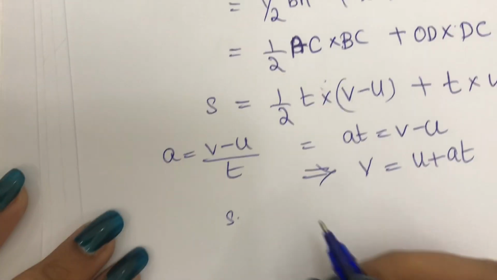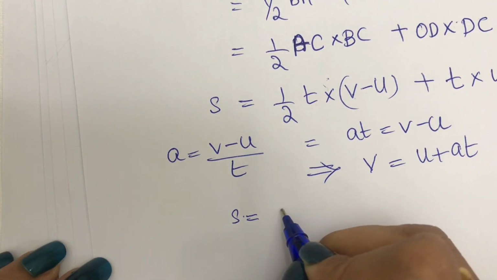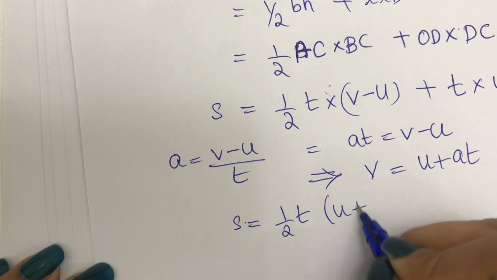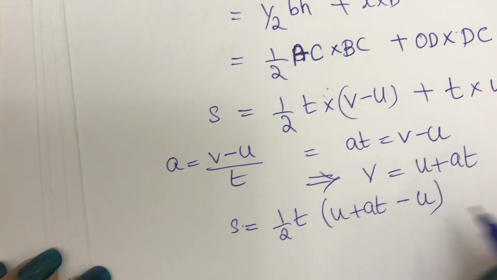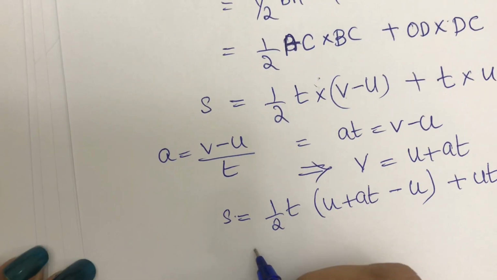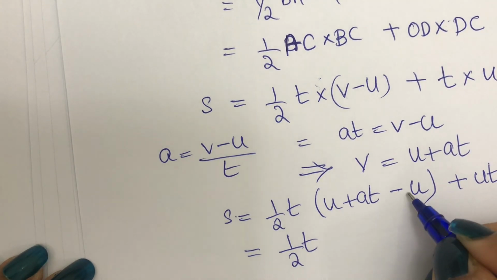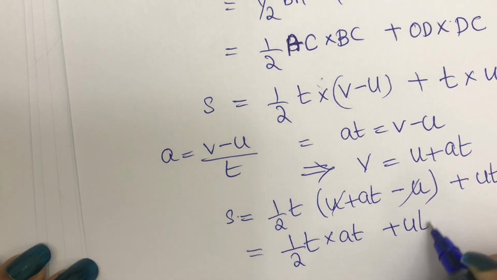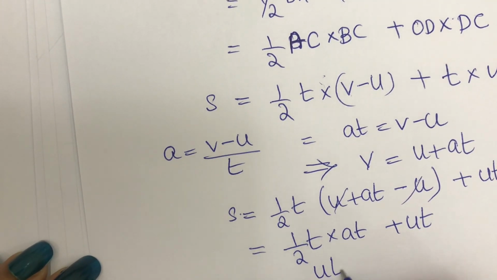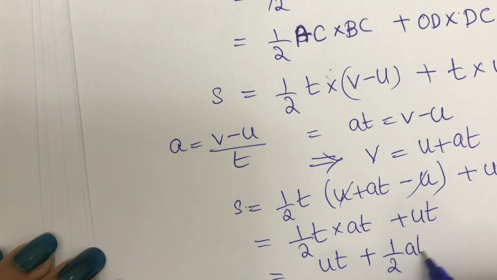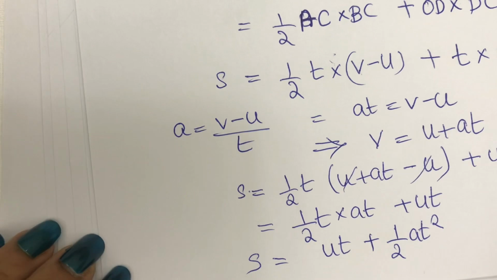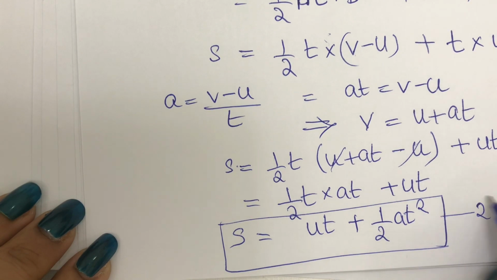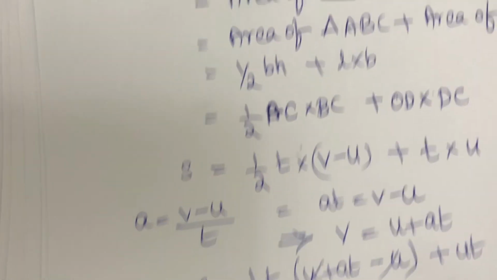So, S equal to half T into U plus AT minus U, plus UT. So it will be half T into, U and U will be cancelled, so it will be into AT, plus UT, which is equal to UT plus half AT square. So, S is equal to UT plus half AT square, which is our second equation of motion, and we have derived it graphically.